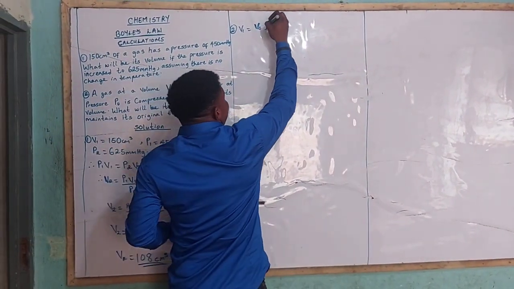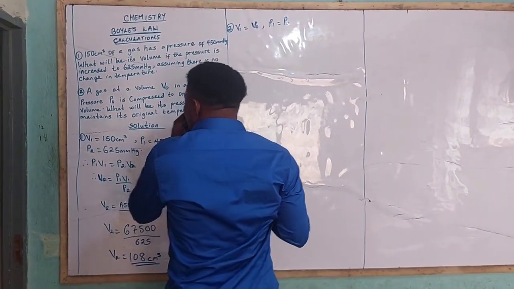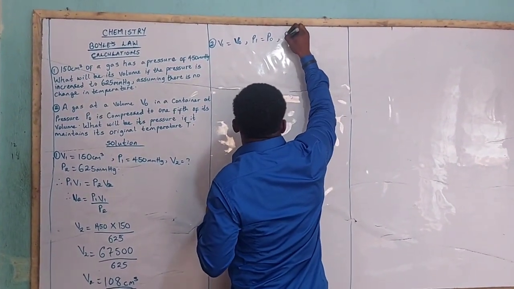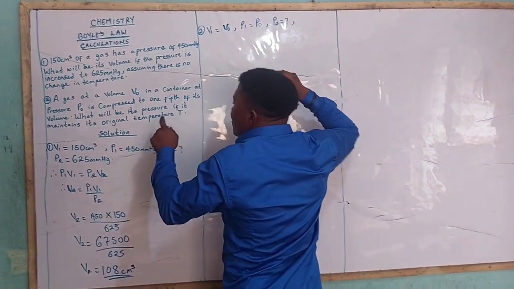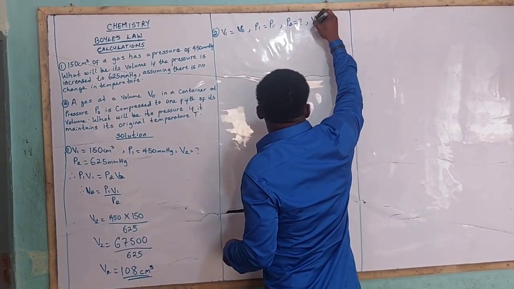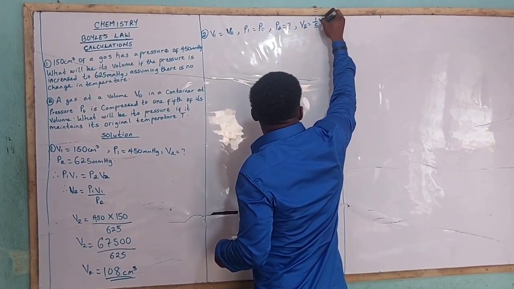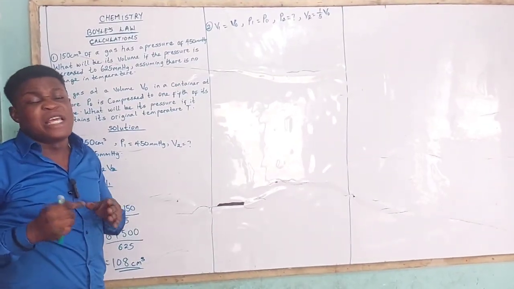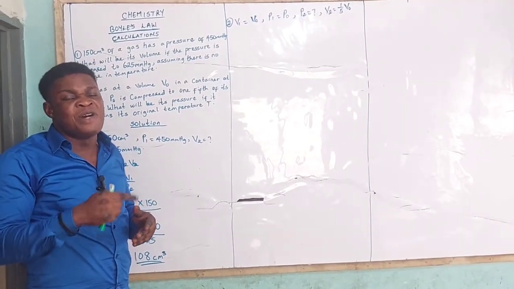In the container at pressure P0, so our P1 is P0. What are we looking for here? What will be its pressure? We are looking for P2, which is not known, when it is compressed to 1/5 of its volume. Definitely our V2 will be 1/5 of V0. You know the initial volume is V0, so 1/5 of the volume is telling us about 1/5 of the initial volume.